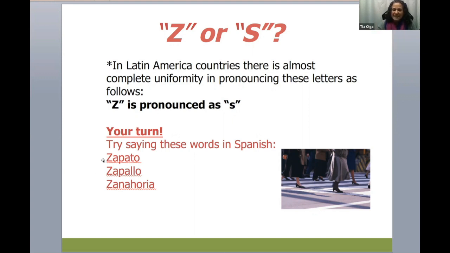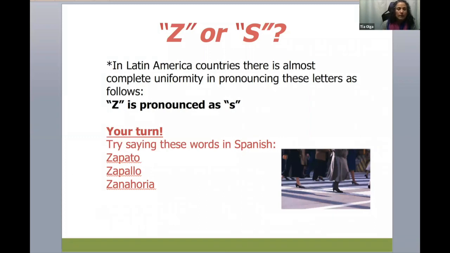We have here zapato, zapallo, zanahoria. Please repeat after me. Zapato, zapallo, zanahoria. Good. Zapato, zapallo, zanahoria.